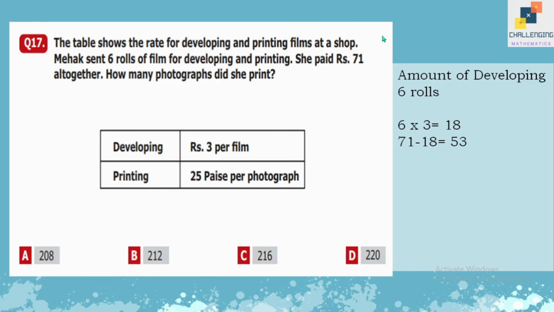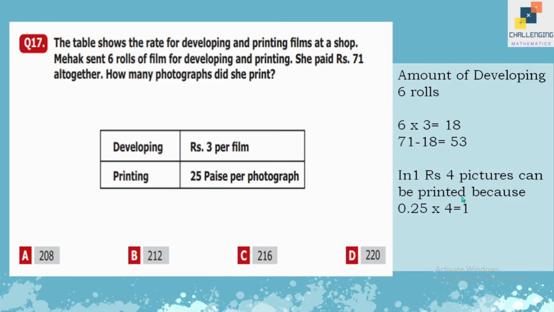Out of 71, if we subtract 18, the answer is 53. 53 rupees are left. Now we have to see how many photographs can be printed in 53 rupees. We know that 4 times 25 paisas make 1 rupee, right? So in 1 rupee, 4 pictures can be printed. So we are going to multiply our leftover money, which is 53, by 4. The answer will be 212. So B is our correct option.